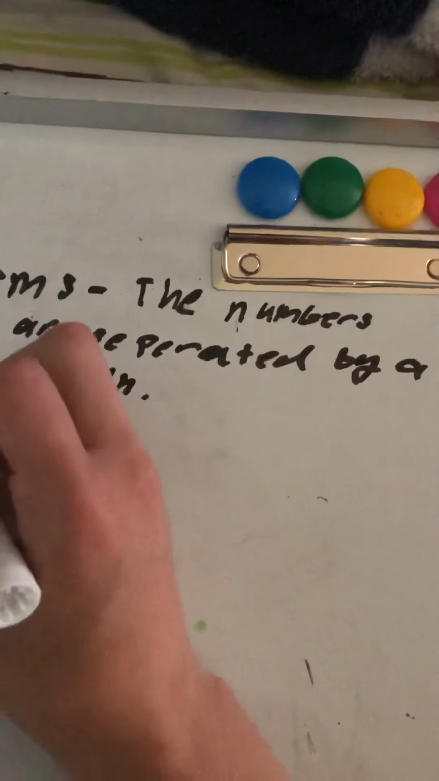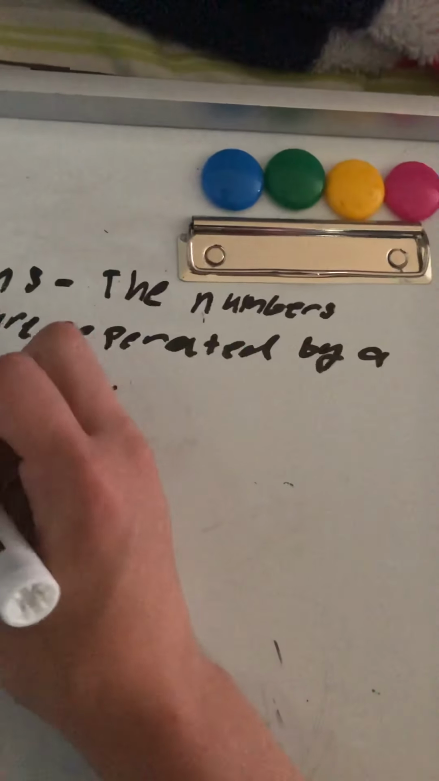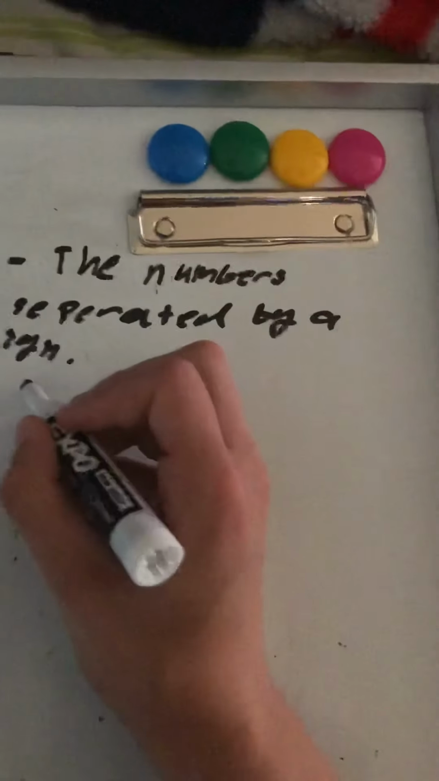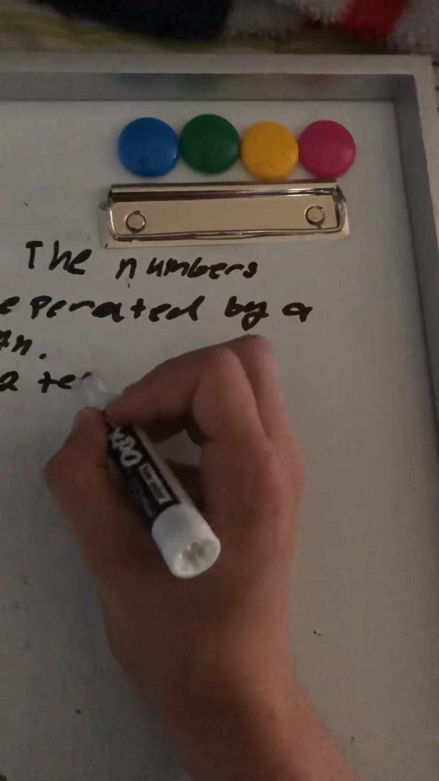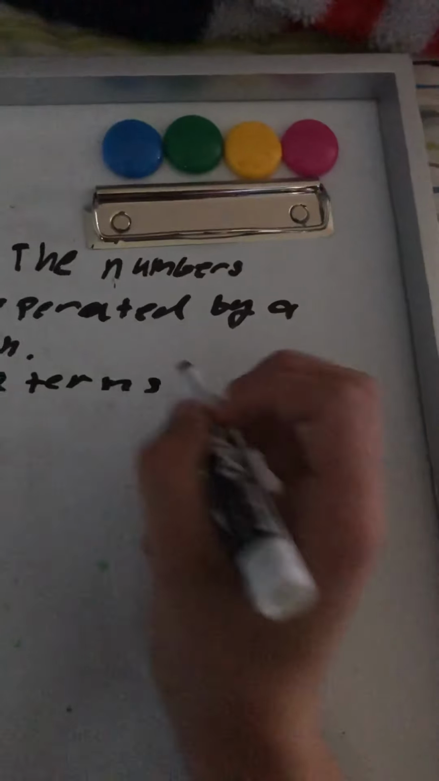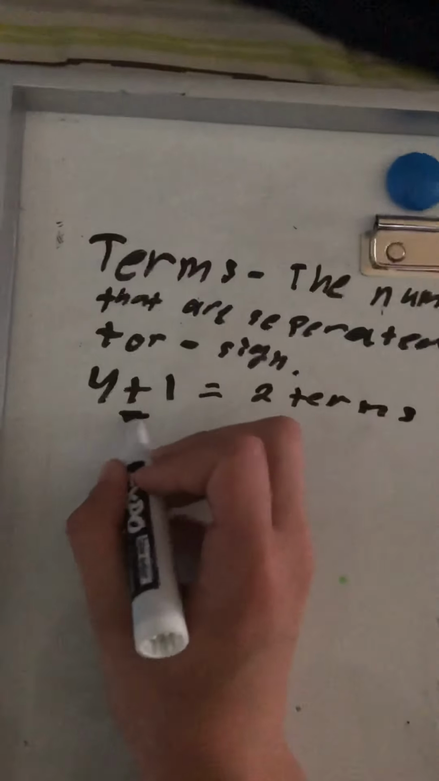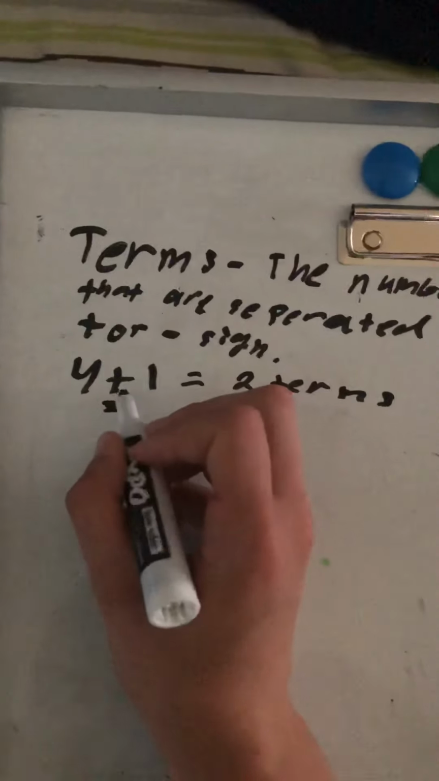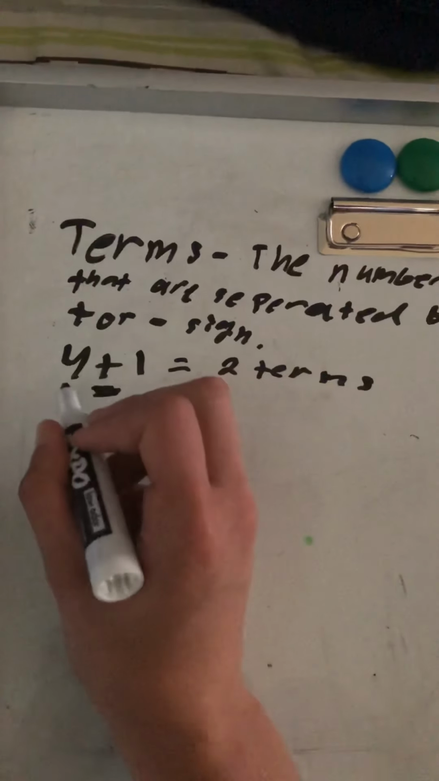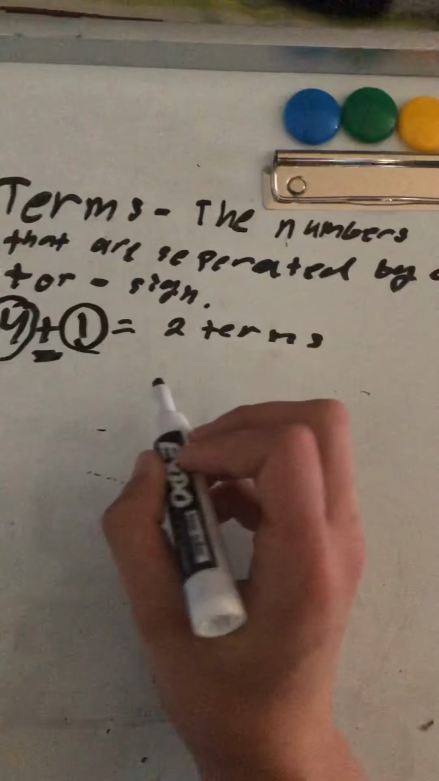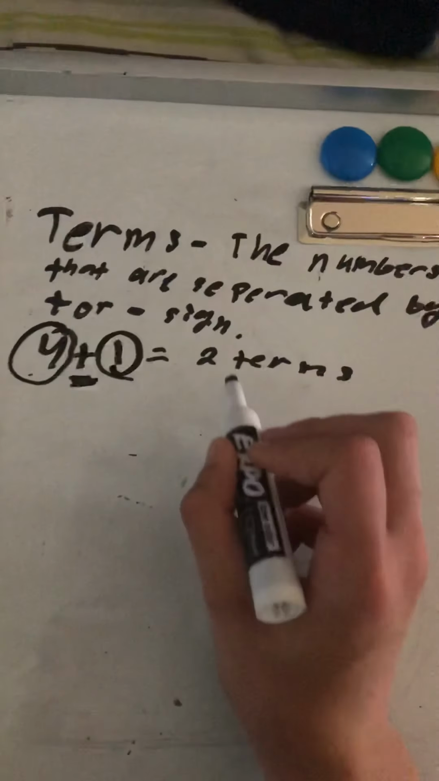For example, 4 plus 1 equals 2 terms. Why is it 2 terms? Because of this right here. That separates these two. So that is one term and that is one term. So that's how we get 2 terms.